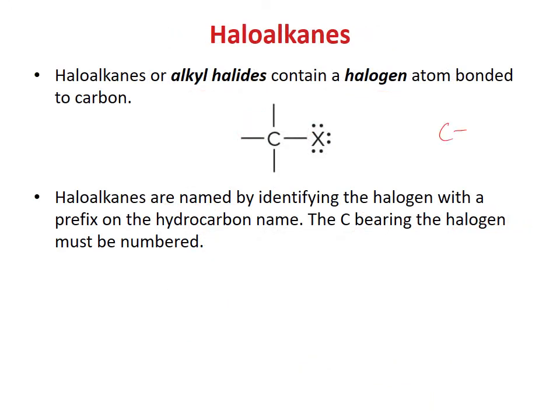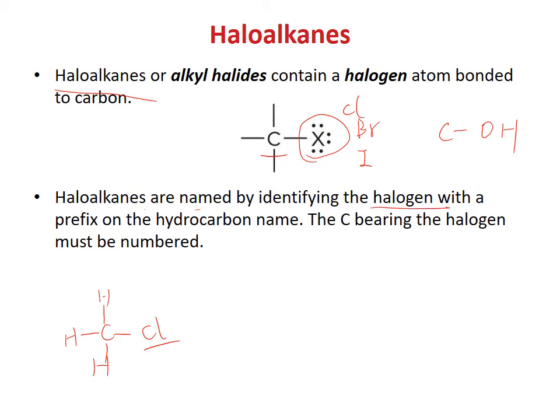When carbon is attached to OH, it's called alcohol. When carbon is attached to a halogen atom, which can be chlorine, bromine, iodine, it's called haloalkane or alkyl halide. For example, when methyl is attached to chlorine, this is a haloalkane, and it's called chloromethane.